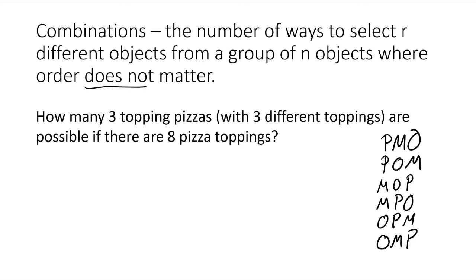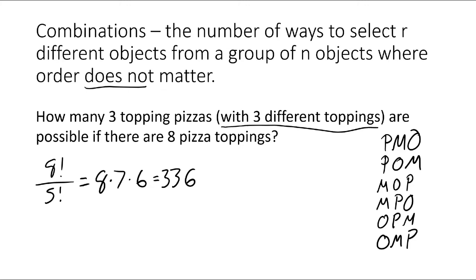So with permutations, we multiplied 8 times 7 times 6, which we wrote as 8 factorial divided by 5 factorial, which was 8 times 7 times 6, and that was 336. So we could do the same thing here. There are 8 pizza toppings. So we have 8 different choices for the first pizza topping, 7 different choices for the second pizza topping, because it does say with 3 different toppings, and then 6 different topping choices for the third topping. So 8 times 7 times 6 gives us 336.